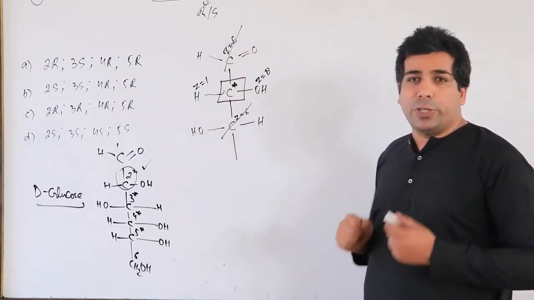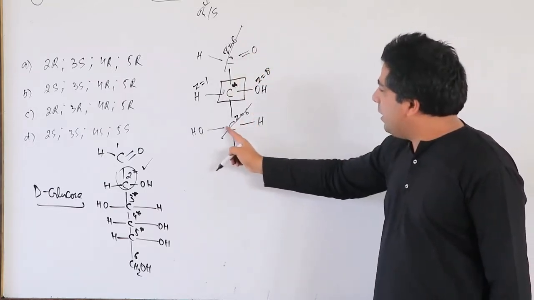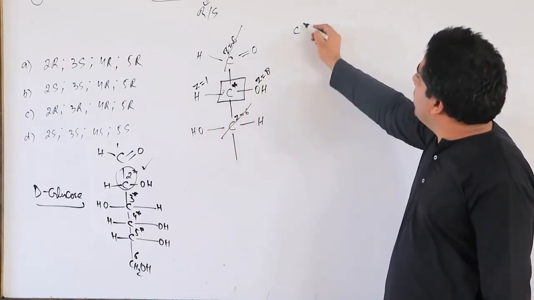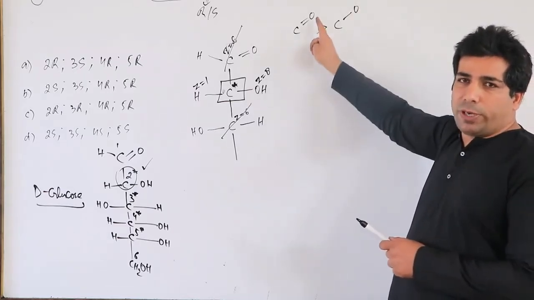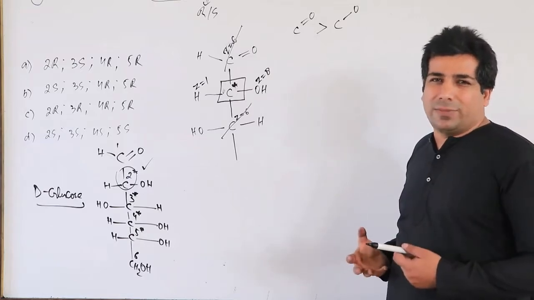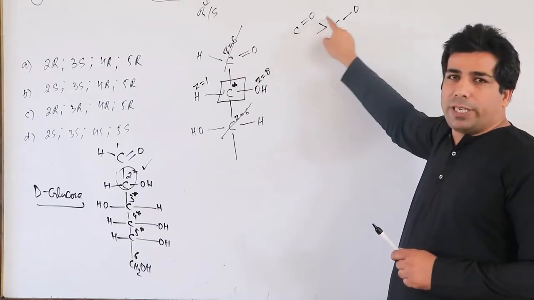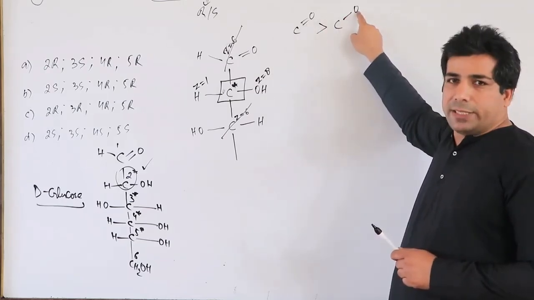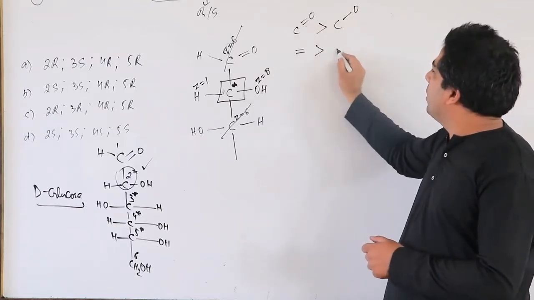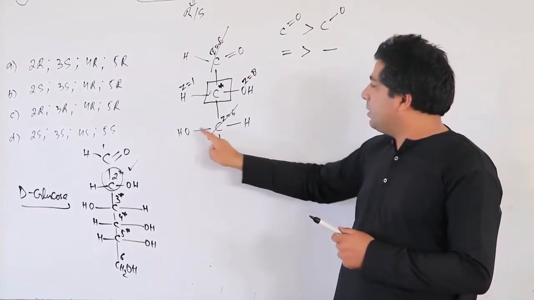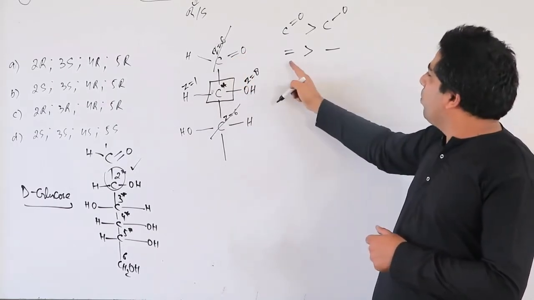Correct? So what should I do now? Remember always, here you have C double bond O and here you have C single bond O. And remember, C double bond O will get more priority than C single bond O. So which one will get more priority? Here I am not talking about phantom atoms. I am not opening up this molecule. Directly you can remember, C double bond O will have more priority than C single bond O. Correct? So a double bond will have more priority than a single bond. Here we have a carbon single bond oxygen and here we have a carbon double bond oxygen. That means this will get more priority than this.